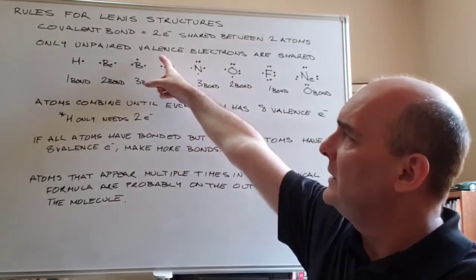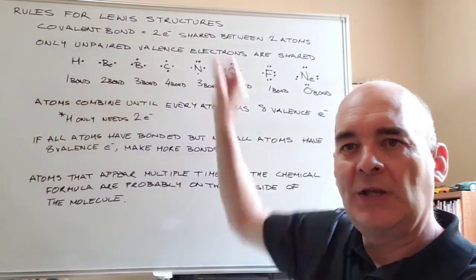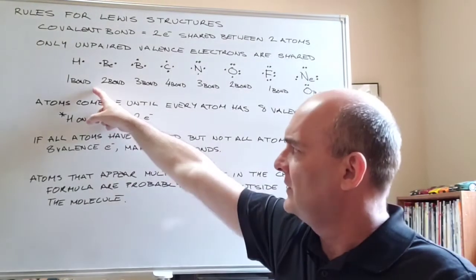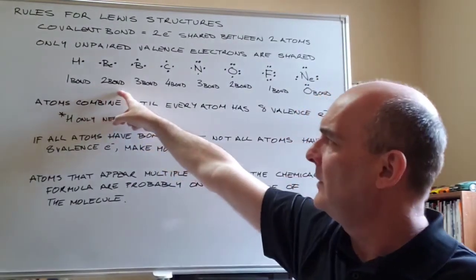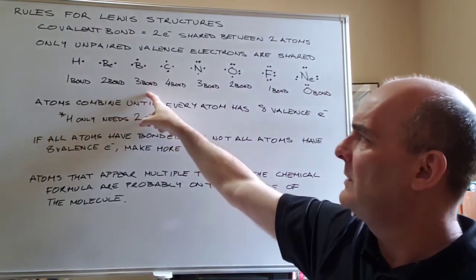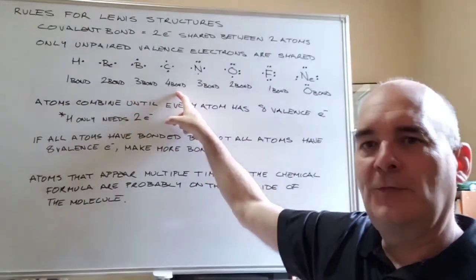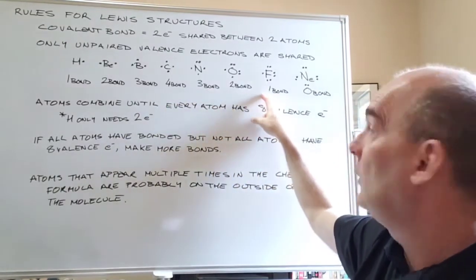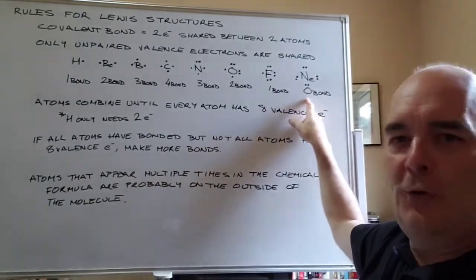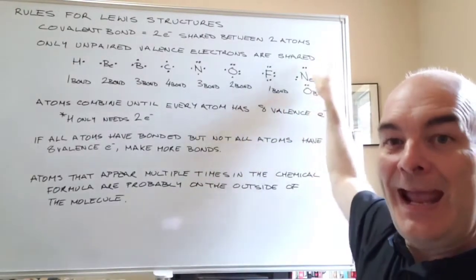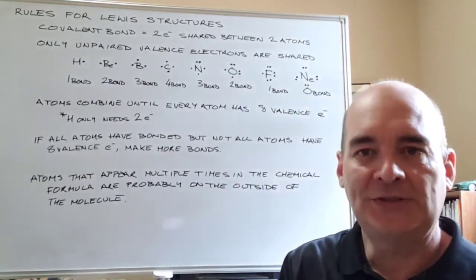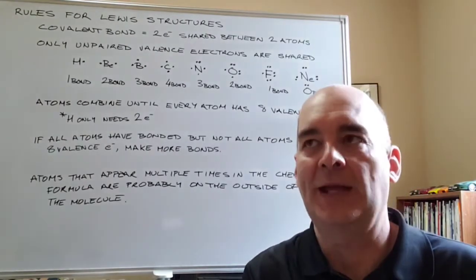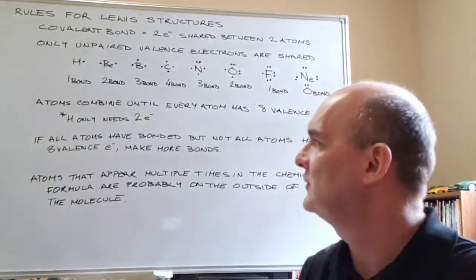We're only going to be using the unpaired valence electrons in our atoms, which means everything in group 1 makes 1 bond, 2 bonds from group 2, 3 bonds from group 3, 4 bonds from group 4, 3 bonds from group 5, 2 bonds from group 6, 1 bond from group 7, and no bonds at all from group 8. 8 is going to be a very stable number of electrons, and we're going to want that to be a number that we come back to.